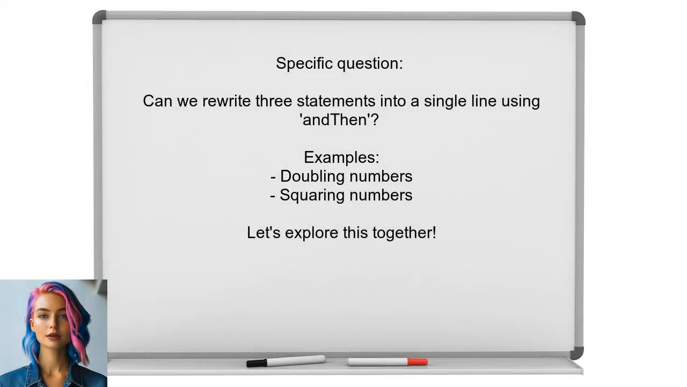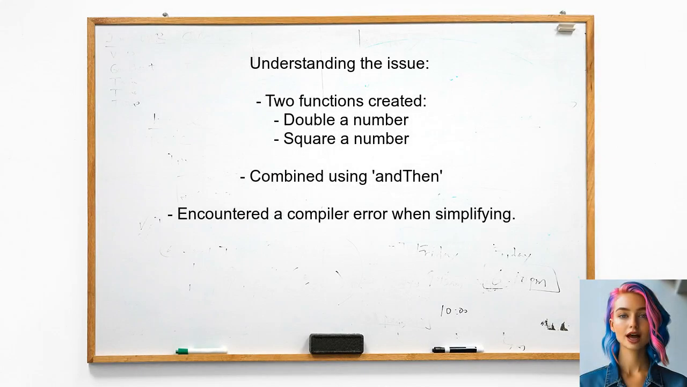Here's the specific question we're addressing. A user asked if it's possible to rewrite 3 statements into a single line using the andThen method. They provided examples of doubling and squaring numbers using streams. Let's explore this together. To understand the issue, let's break down the user's approach. They created 2 functions, one to double a number and another to square it. Then they combined these using andThen, but they encountered a compiler error when trying to simplify it further.